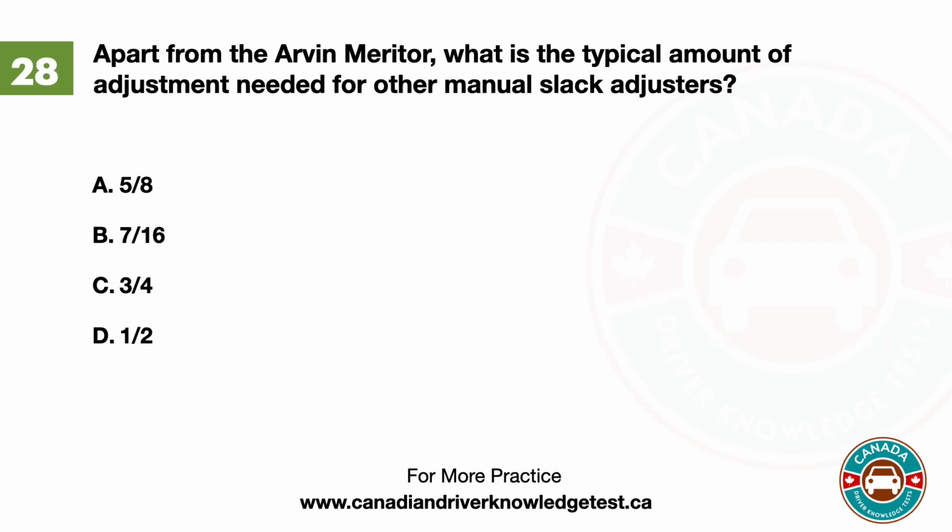Question 28. Apart from the Arvin Meritor, what is the typical amount of adjustment needed for other manual slack adjusters? A. 5/8. B. 7/16. C. 3/4. D. 1/2. The answer is B. 7/16.